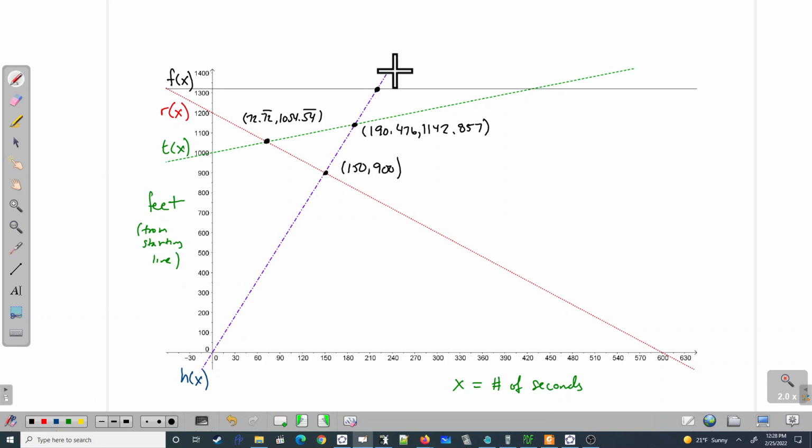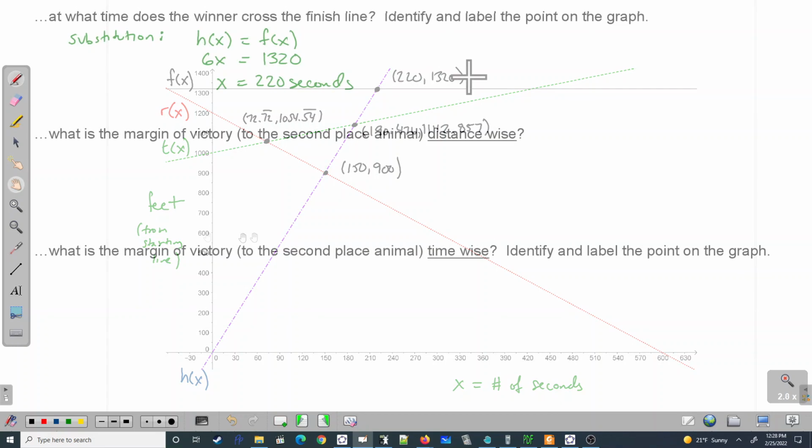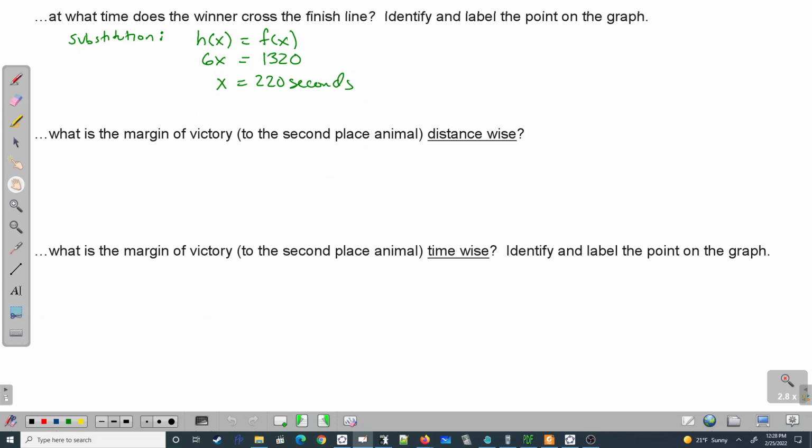and that was 220, 1320. I always like when they say, you know, how much did you beat them by? They aren't specific. Because there's two ways you could describe it. Did you beat them by distance? Like, how far did you beat them distance-wise? Or how far did you beat them time-wise? They're different. We're going to find both.